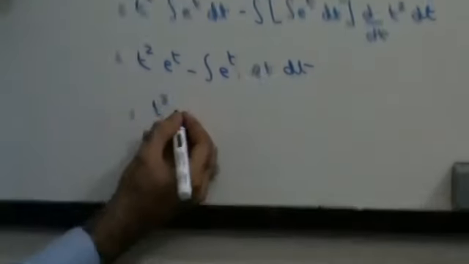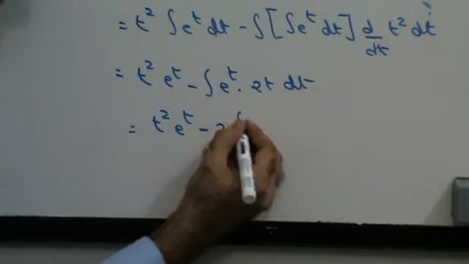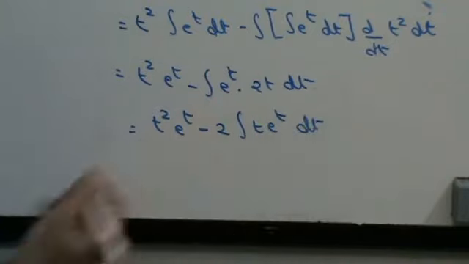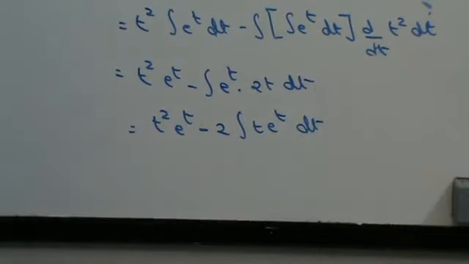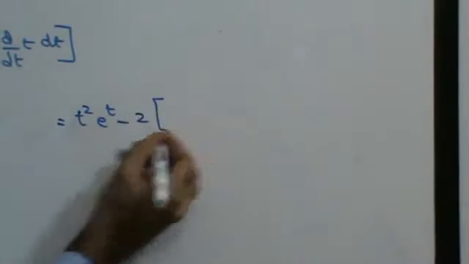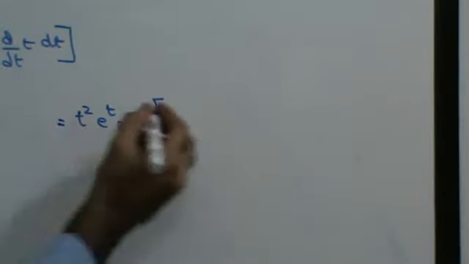This is going to be t square e raised to t minus 2 times the integral of t e raised to t dt. Right. Now you can apply parts here again. We'll continue this up. This can be written as t square e raised to t minus 2, apply parts to it again. So t will be u and e raised to t will be v.